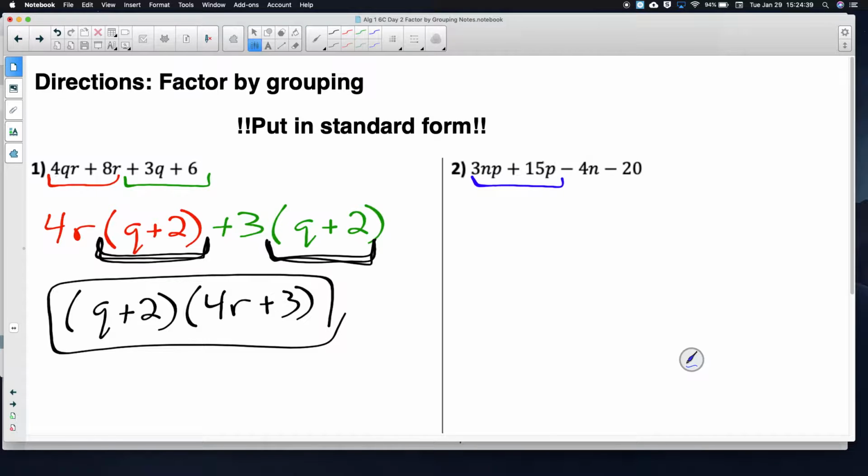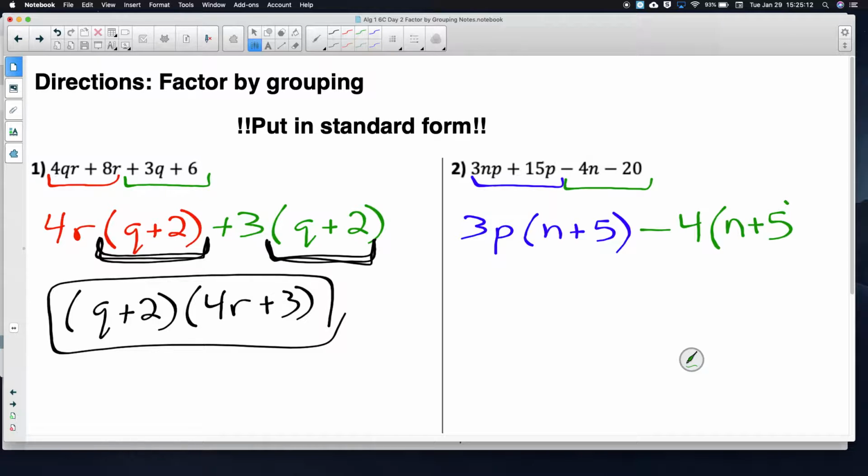So let's group the first 2 terms together. 3NP and 15P. What goes into both of those? 3P. What's left over? N plus 5. So let's look at our second group now. Negative 4n minus 20. Notice how the leading term is negative. So I need to take out that negative. And what's the greatest common factor between negative 4n and negative 20? That'd be negative 4. What's left over?